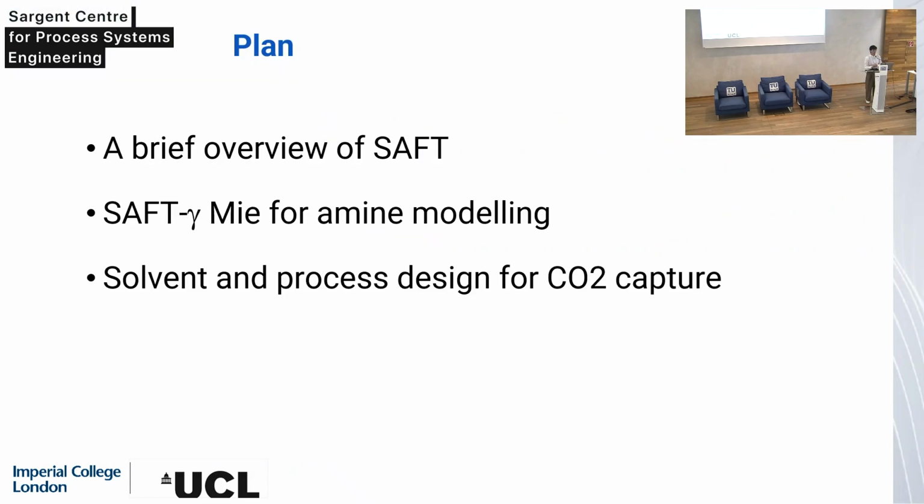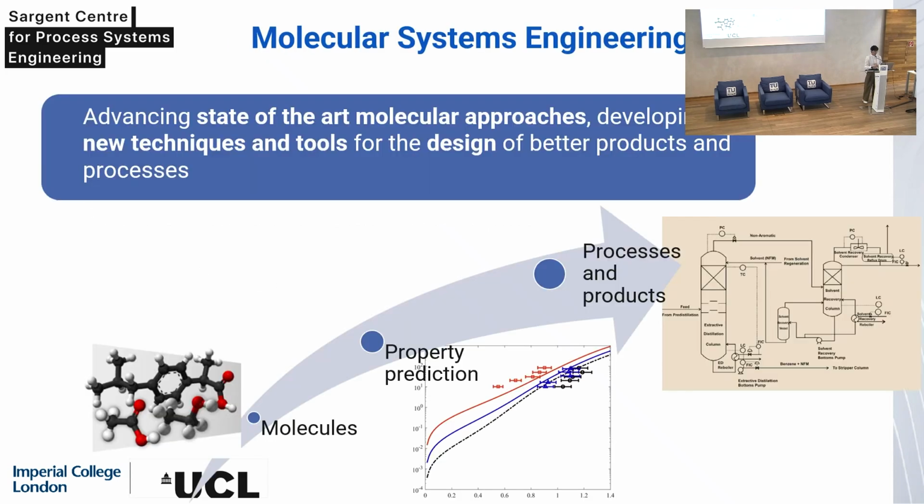So the plan for the talk is I will give you a brief overview of SAFT, trying to give you a little bit of a flavor for where the theory really comes from, without too much detail, but to get you hopefully a little bit of understanding. And then specifically move to an approach that we call SAFT Gamma Mi, that we have developed in the last few years, that we are applying for amine modeling, and that we use in the context of high record. And if I have time, I'm hoping to show you a few results when we integrate SAFT for solvent and process design for CO2 capture. So that's the plan, and I hope I have time to show you all of this.